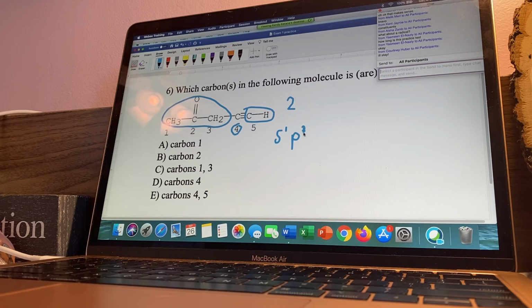This is supposed to be P1, not 2. So if you have 2 things around it, it's going to be S1, P1, right? And so same thing goes for carbon 5, and so you're going to have B being the answer.